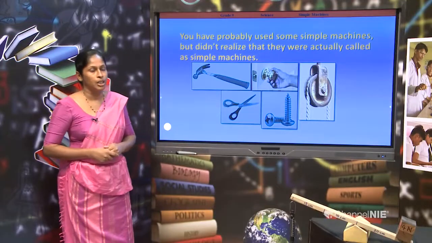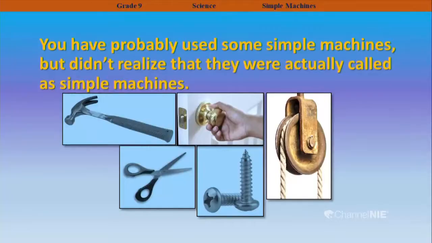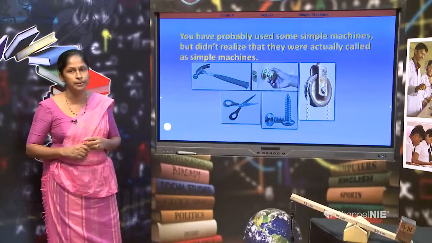Hammer. We use a hammer to fix nails. And the door lock, you lock and unlock the door every day. And the scissors, you have cut paper since your childhood. And screw nails, we use screw nails to fix two things together. And pulley, we draw water from wells using the pulley.